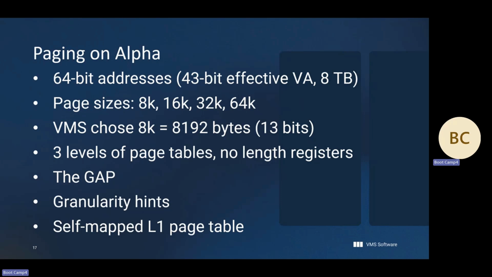There are on the Alpha 4 different page sizes: 8, 16, 32, and 64K. VMS chose 8K, which is a 13-bit byte offset. We have some little remnants here and there that talk about the bigger page sizes, but to the best of my knowledge, we don't make use of them, except for one other thing that I will get to. There are 3 levels of page tables and no length registers. And I'll have some pictures in a little bit.